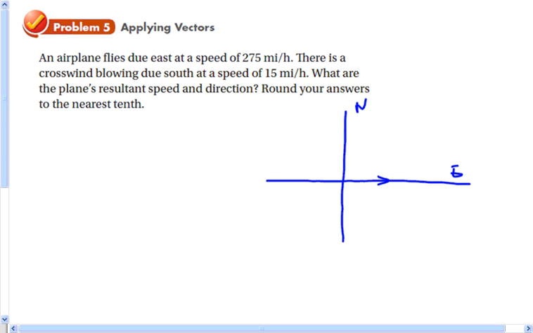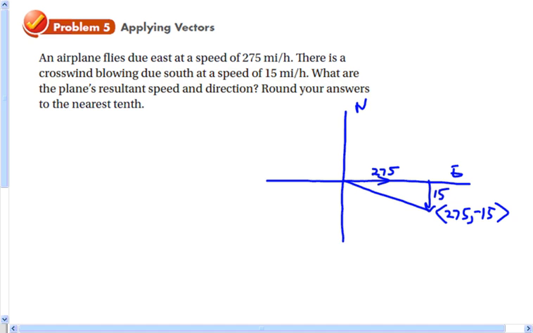Well, we can just represent that as a distance on there. So it's going 275 this way, miles every hour. And then the crosswind is blowing south, so at 15 miles per hour. And so the airplane is going to take a course blown by the wind this way. The result, and since it's south, we can call that point the vector 275, negative 15.